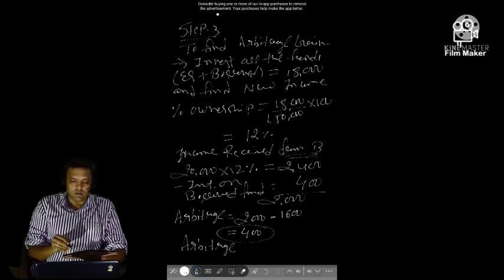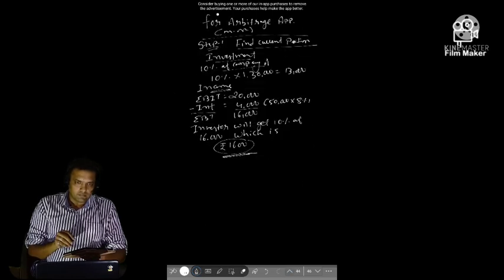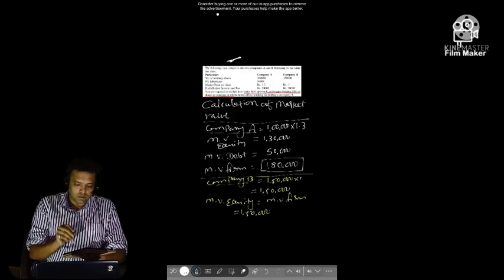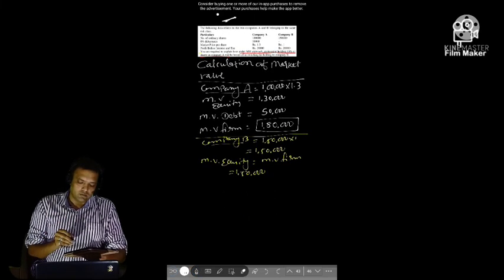So I'm minusing this 400. 2,000 rupees is the income. Now the arbitrage means earlier I was investing in company A and I was earning only 1,600, but now I'm investing in company B and now I'm getting 2,000. So the remaining, that is 2,000 minus 1,600, is my arbitrage profit. So my arbitrage profit is 400 rupees.